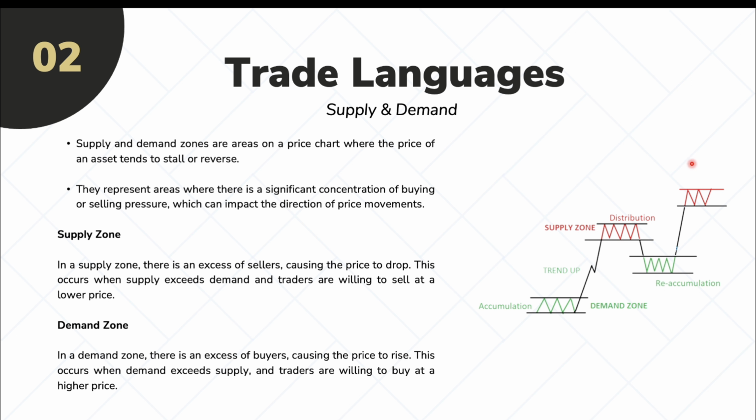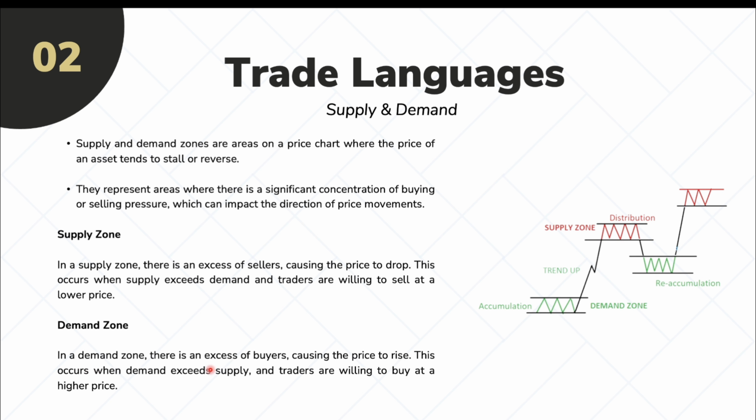So again, every language has some overlapping parts with each other, just like a regular language, but it should suit your personality and trading style. A supply zone, there's an excess of sellers causing the price to drop right here. This occurs when supply exceeds demand and traders are willing to sell at a lower price. So there are more sellers than buyers in a certain area, so we go lower.